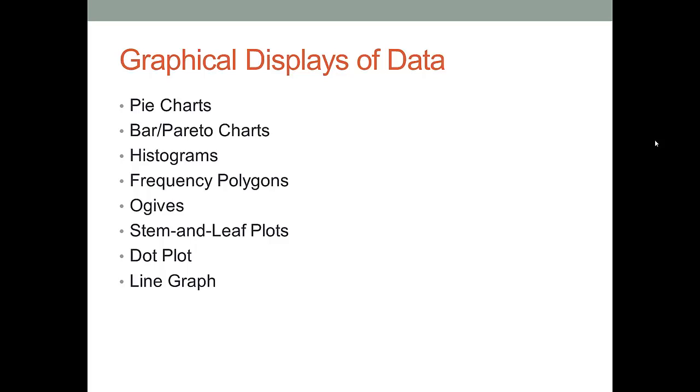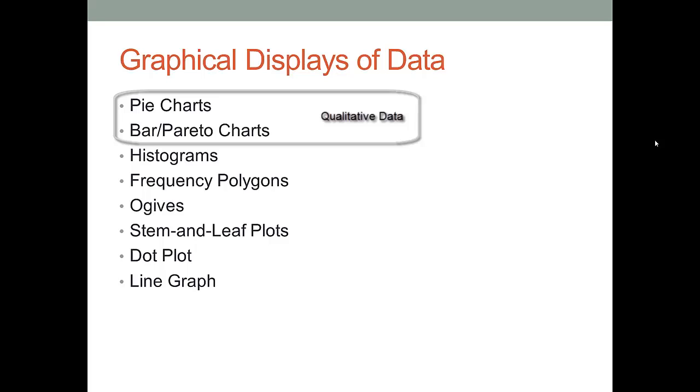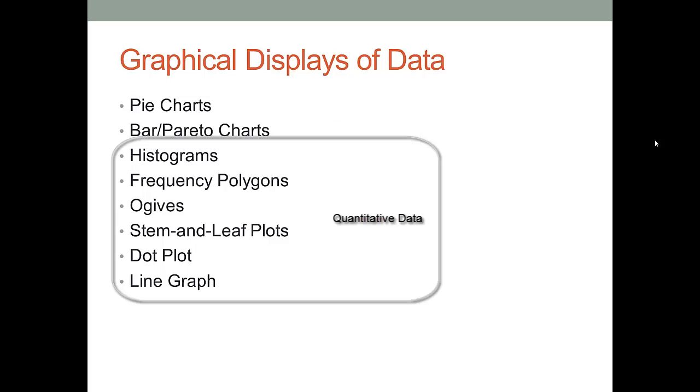So in looking at these different types of display, the first couple, pie charts, bar and Pareto charts, were great for qualitative stuff or categorical stuff, but the remaining ones are really more for quantitative variables.